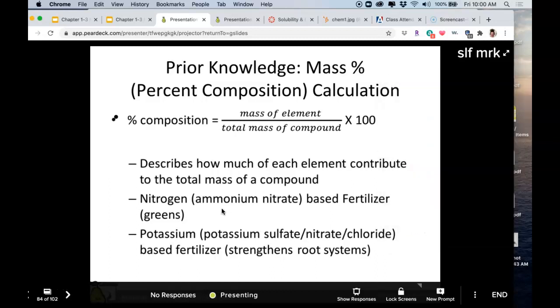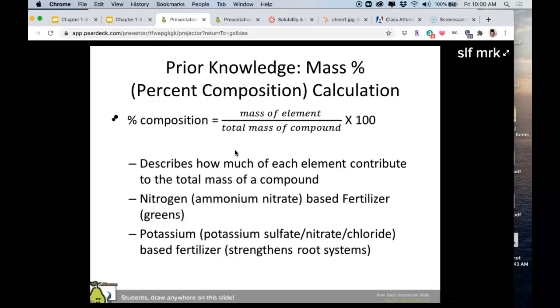Okay, so we're going to do percent composition, and we're going to use that to tie into how we write out empirical formulas. I'm just realizing that my pen is MIA, so I better find that.